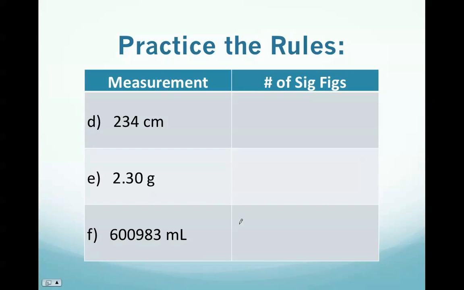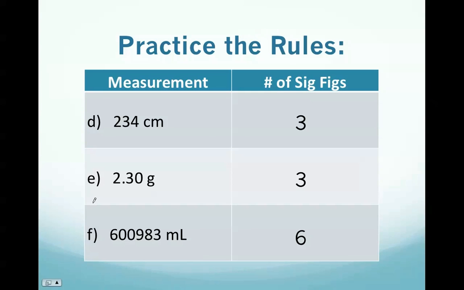Alright, what you might want to do at this point for the next 6 examples is pause the video and see if you can determine the number of significant figures, and then replay it and see how you do. So hopefully you have a chance to try these out. Okay, we're just going to quickly go through these. D, we have 3 significant figures. E, we have 3 significant figures, and F, we have 6 significant figures.